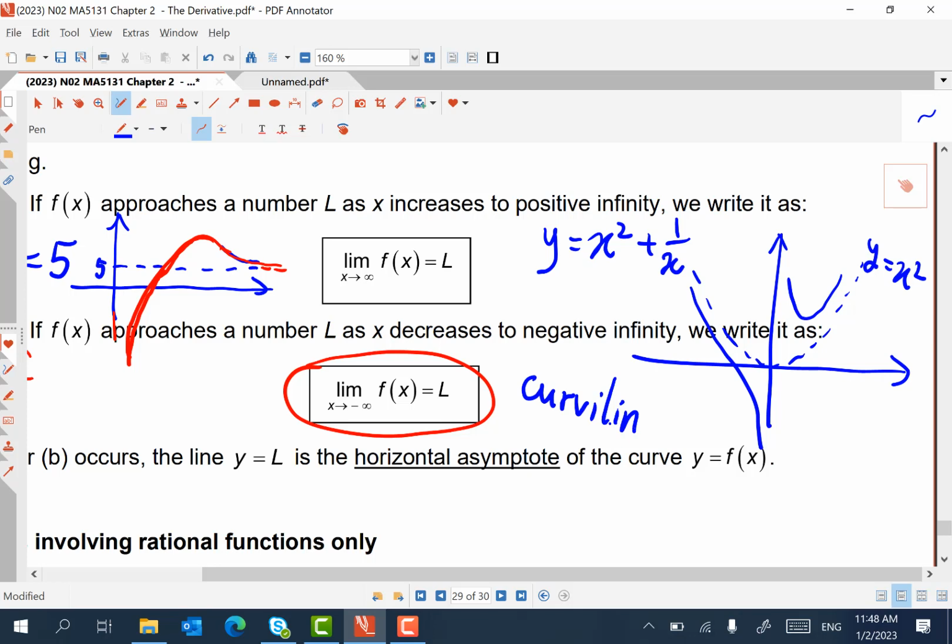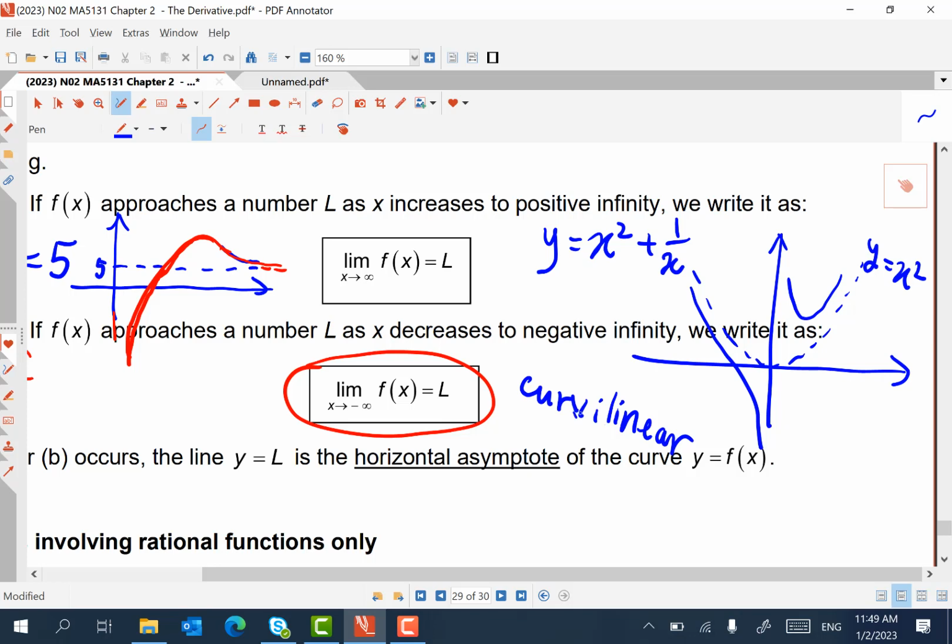I hope it's spelled correctly. I'm not sure whether there's an R here. I think there's an R here. Curvilinear. I'm not sure whether there's another R or not. Okay, my spelling might be wrong.